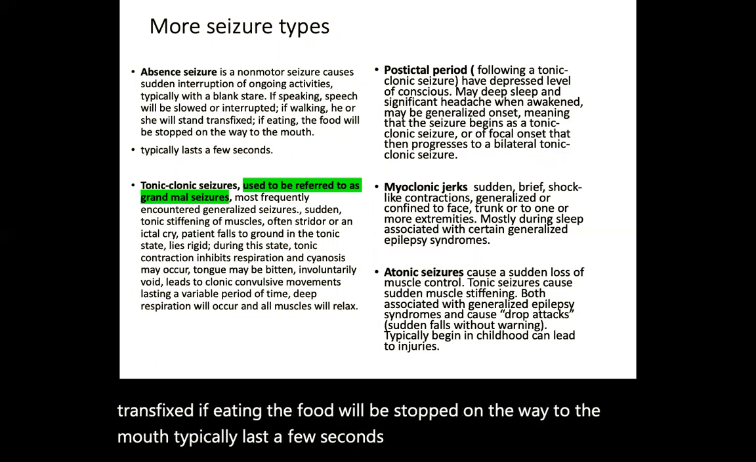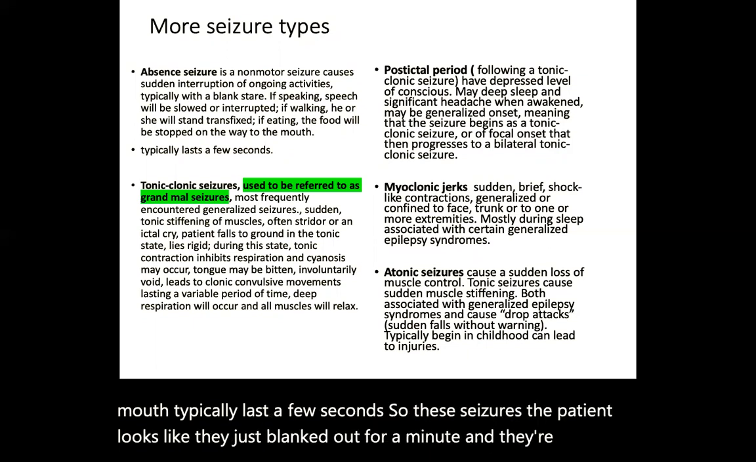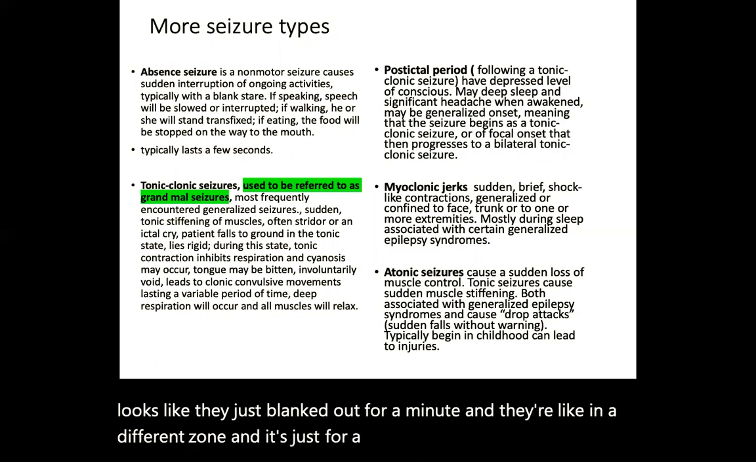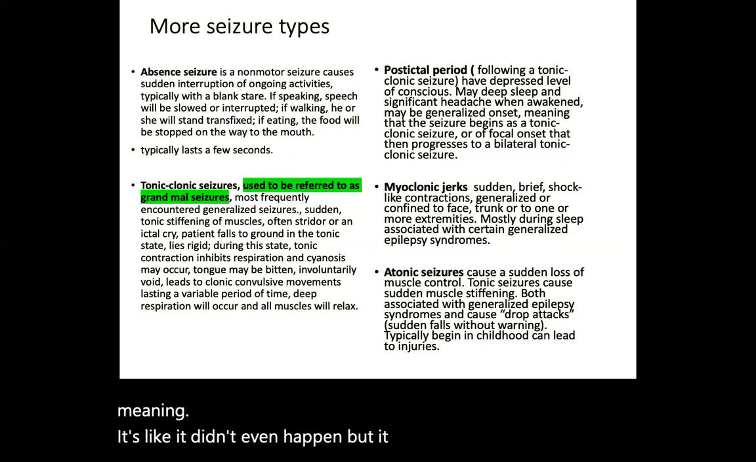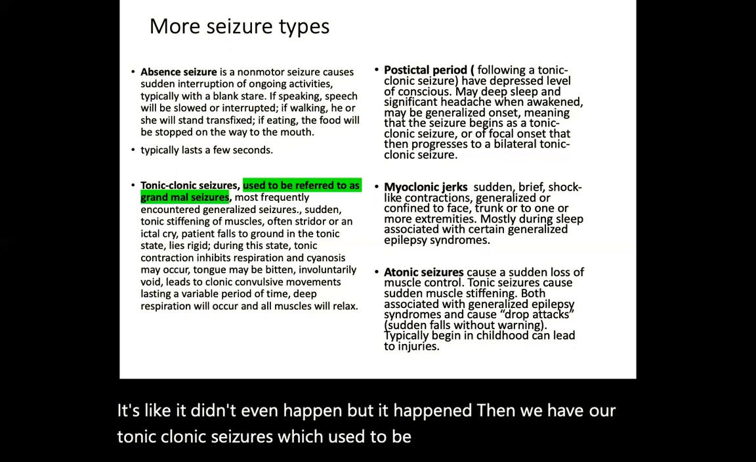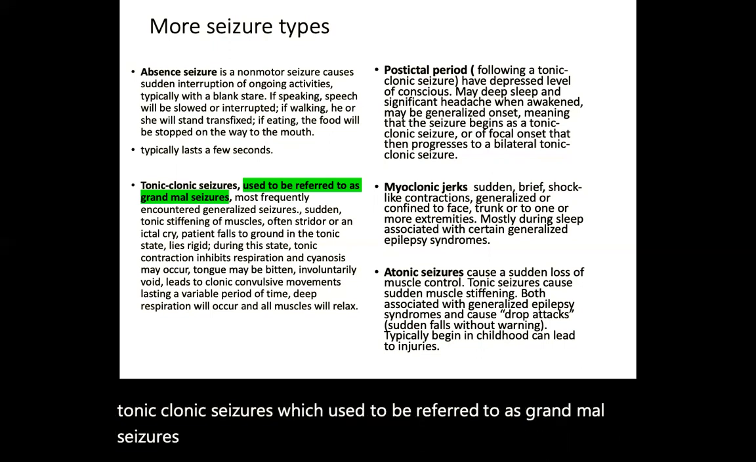So with these seizures, the patient looks like they just blanked out for a minute and they're in a different zone. And it's just for a second. That's an absence seizure, meaning it's like it didn't even happen, but it happened. Then we have our tonic-clonic seizures, which used to be referred to as grand mal seizures. Okay, grand mal, I'm sure you've probably heard of that.